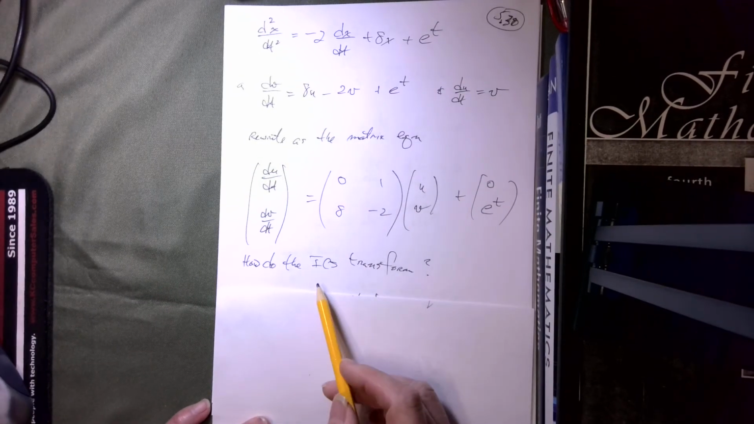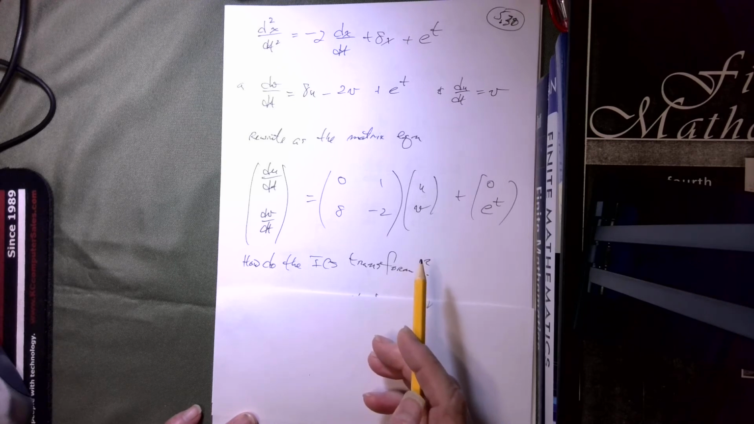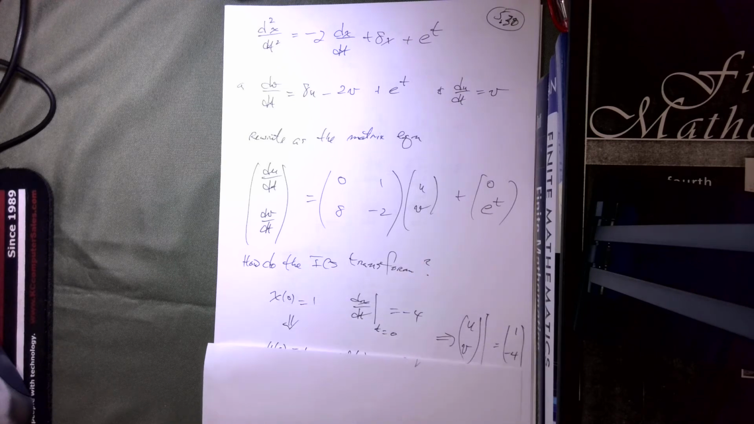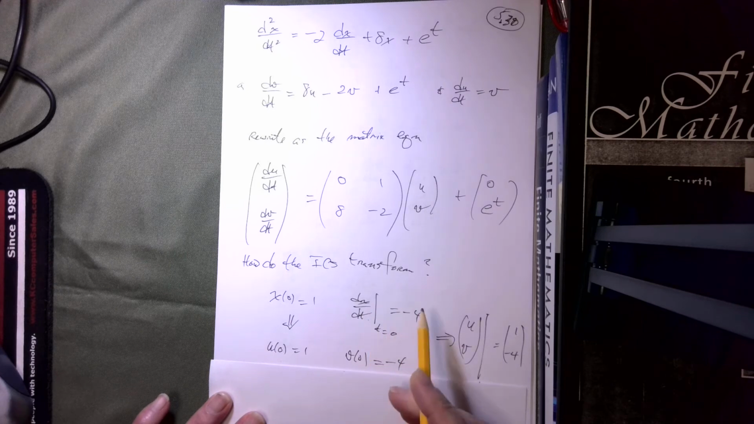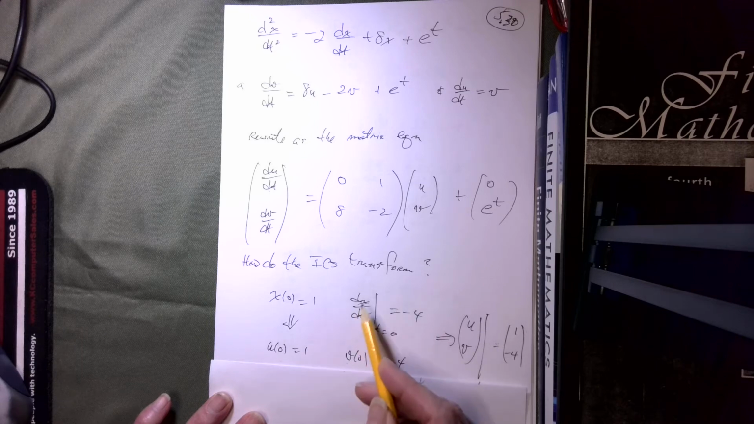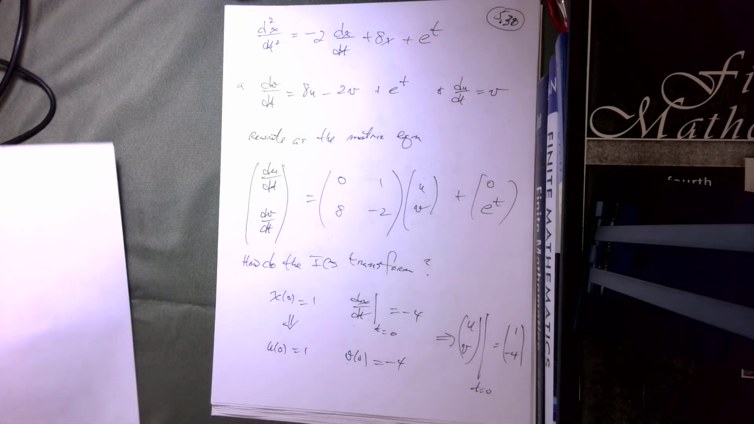Now we also have to change the initial conditions. So we had x at 0 and we had dx by dt at 0. So that's going to transform: u of 0 becomes 1. And we had the derivative of x at t equals 0 is -4, but v was dx by dt. So we have these initial conditions.